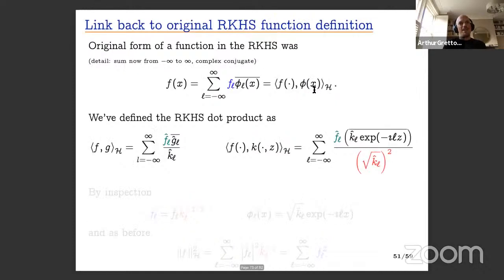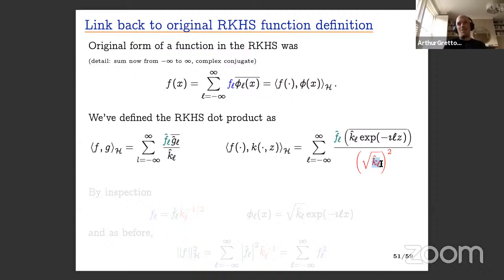Now, in the Fourier land, we defined our dot product as this smoothness penalized dot product in terms of the Fourier coefficients of f, the Fourier coefficients of g, and the Fourier coefficients of k, right? So this is the second half of these lectures. And I've said that the dot product of f and k is the dot product of its Fourier coefficients. These coefficients here are the coefficients of a kernel function centered at z, and this k hat L.